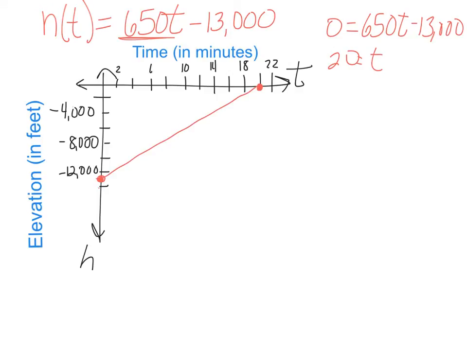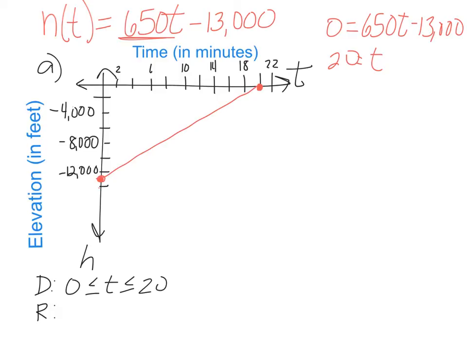So part A is the graph, and we also want to give the domain and range. So the domain. Well, what is the value of t? The value of t minimum is here at 0, right here, 0 and 20. So we know the domain is going to be time has to be greater than or equal to 0, but less than or equal to 20.